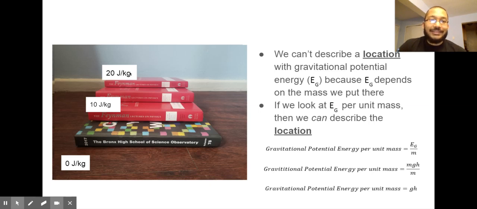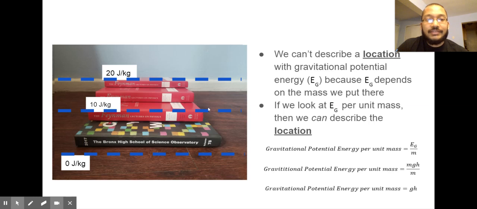And what is that doing? It's saying this location, for every kilogram of mass that I would put here, I would get 10 joules of energy. 2 kilograms of mass, 20 joules of energy. 10 kilograms of mass at this location, and I get 100 joules of energy. But it's not really just describing that location, it's actually describing this entire height, because everything at this height, I would get the same number.